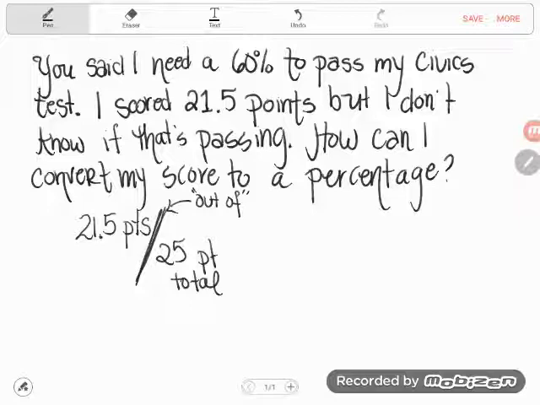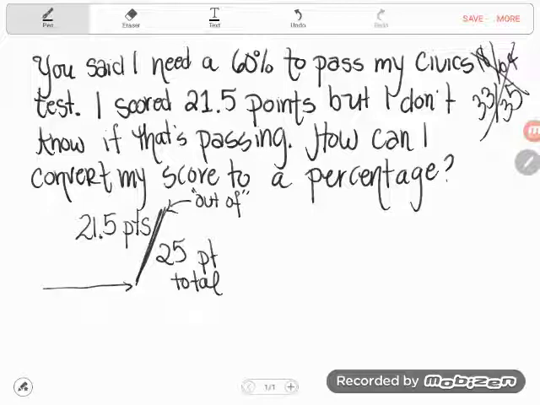Now, I love using this slash to abbreviate the phrase out of, and your teachers will use it a lot. You may have even seen this written at the top of your paper before, like you got 18 out of 64, or you got 33 out of 35. We use that kind of abbreviation all the time for out of, and I love it.